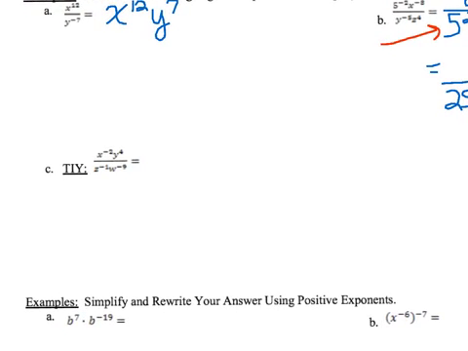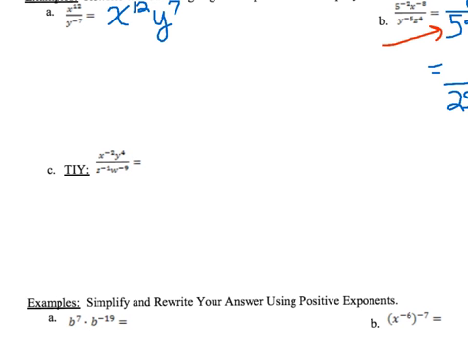There's one more example. It's part C right here: x to the negative 2nd, y to the 4th over z to the negative 1st, w to the negative 9th. And we're going to start in class on this example next time.